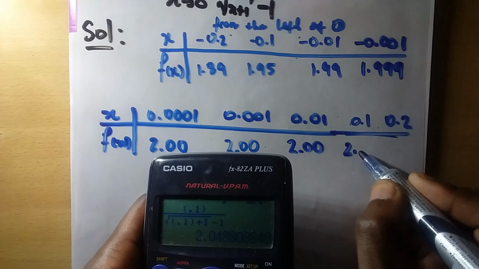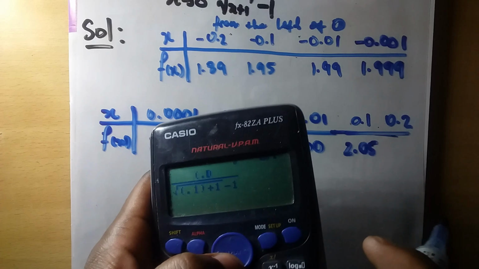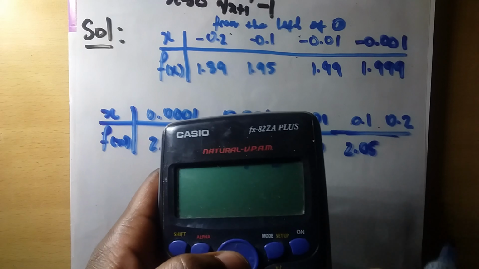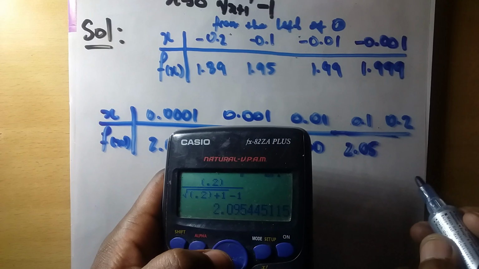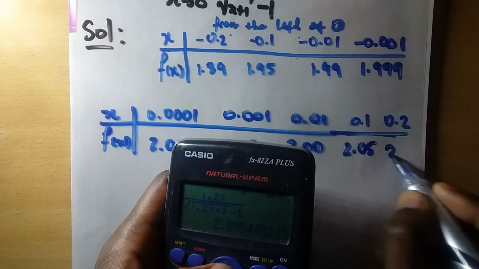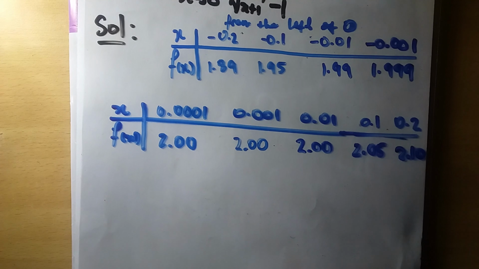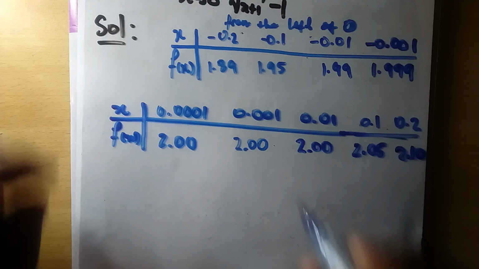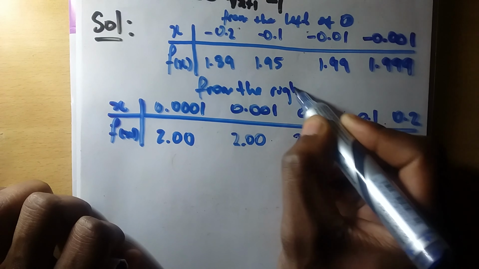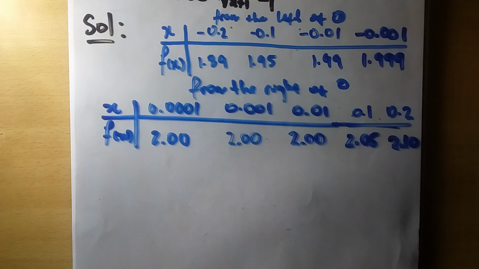We get 2.05. Let's look at 0.2, we get 2.10 when we have that in two decimal places. Now, this is from the right of 0. There I nearly made a mistake when I put 1.1.